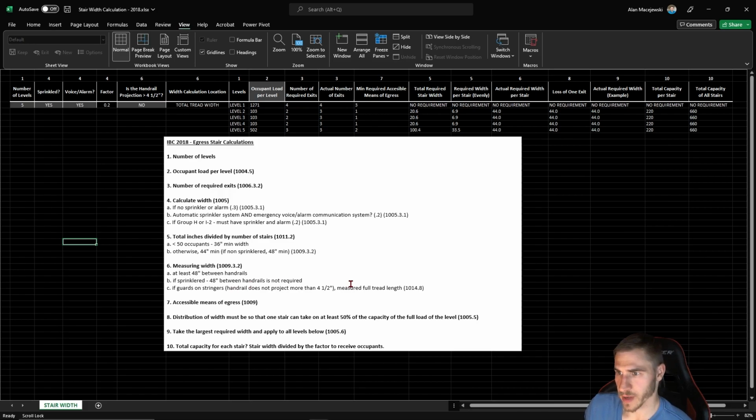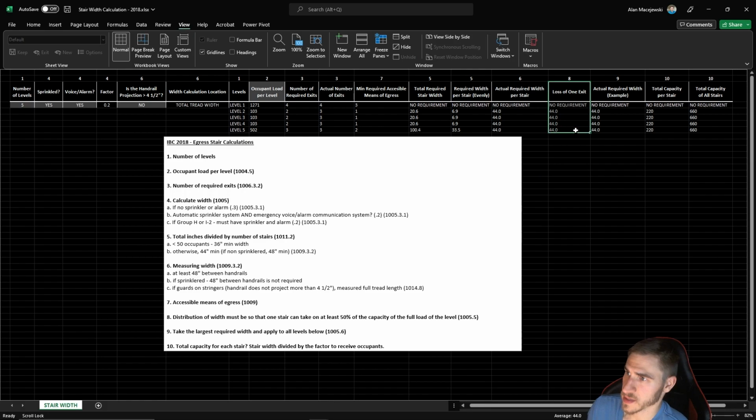And then obviously the handrails, we talked about that earlier, the projection is basically just telling us where we need to measure from. That has nothing to do with the required width necessarily. So we have a minimum of 44 here, and that's because I am sprinklered, I have voice alarm, all that, and I'm good to go. And so that's going to be my minimum.